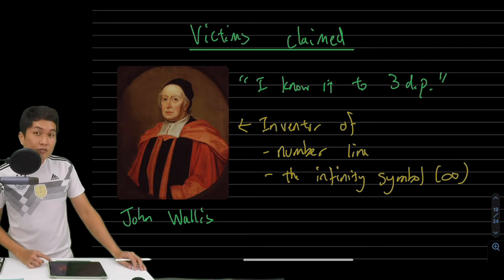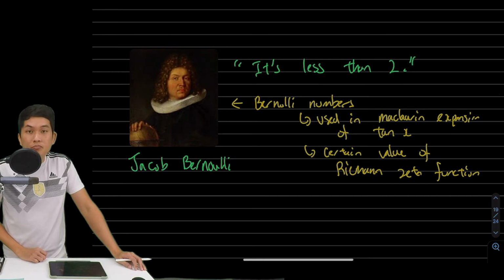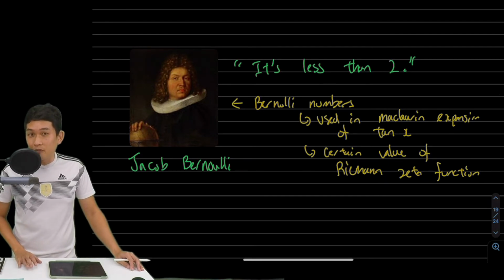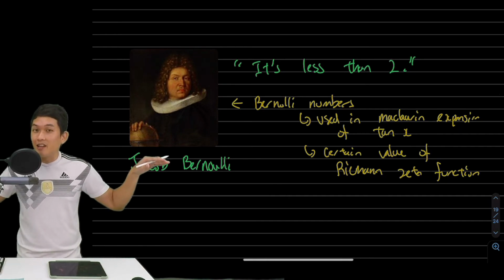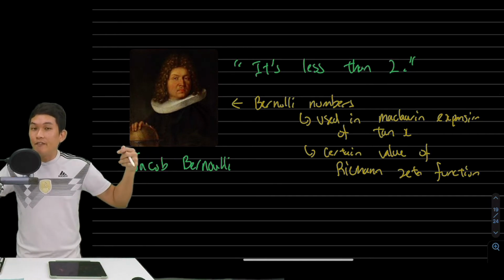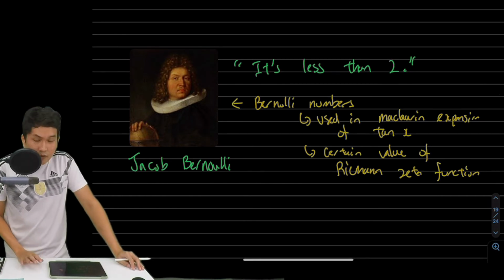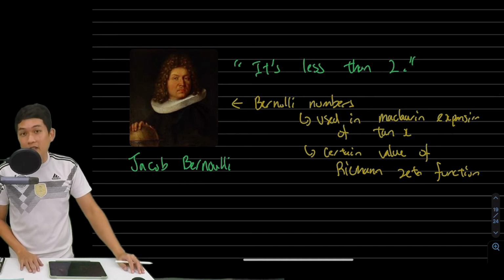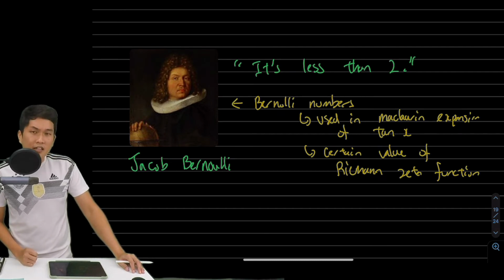And let's move on to the next person, the next victim, and that is Jacob Bernoulli. Now, do not confuse Jacob Bernoulli for Daniel Bernoulli, because I know you're thinking about the Bernoulli effect, right? The phenomenon that allows airplane wings to gain lift when air passes through them. That is Daniel Bernoulli. Now, the Bernoullis are a Swiss family that's well known for producing a lot of academics. So there are many smart Bernoullis throughout history. So Jacob Bernoulli says that it is less than 2.